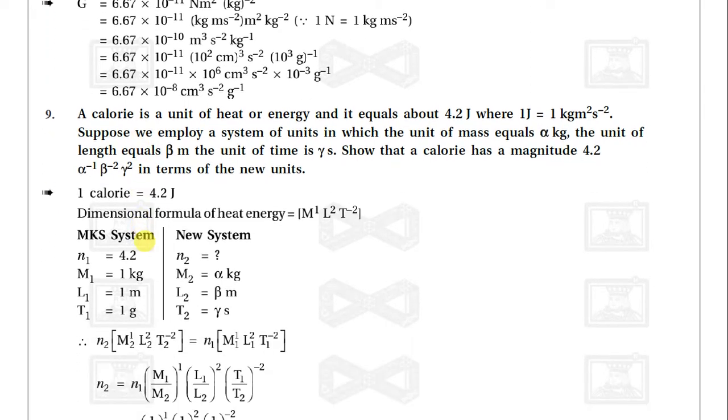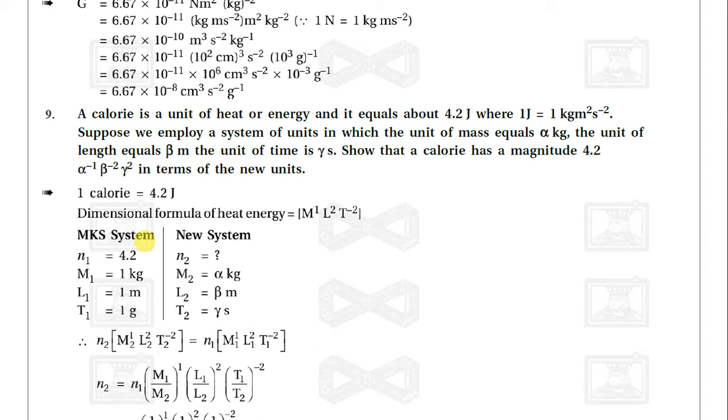A calorie is a unit of heat energy and it is equal to about 4.2 joule, where 1 joule is equal to 1 kilogram meter square second raised to minus 2. Suppose we employ a system of units in which the unit of mass equals alpha kg, the unit of length equals beta meter, and the unit of time is gamma second. Show that a calorie has a magnitude 4.2 alpha raised to minus 1, beta raised to minus 2 and gamma raised to 2 in terms of the new unit.